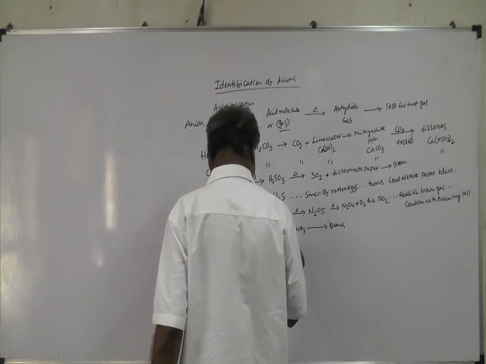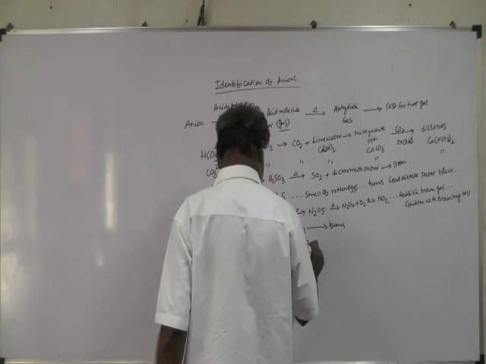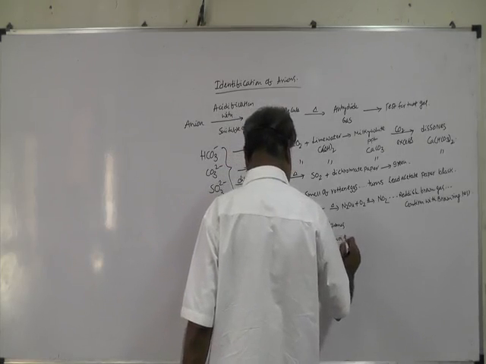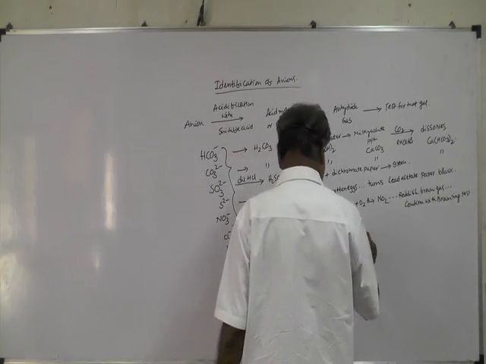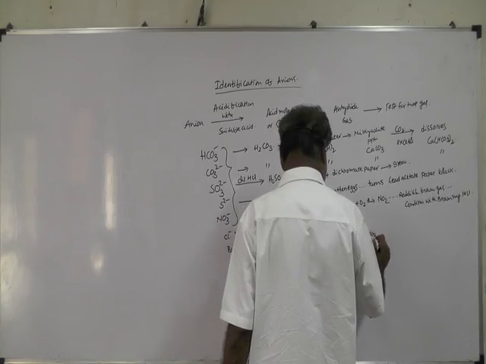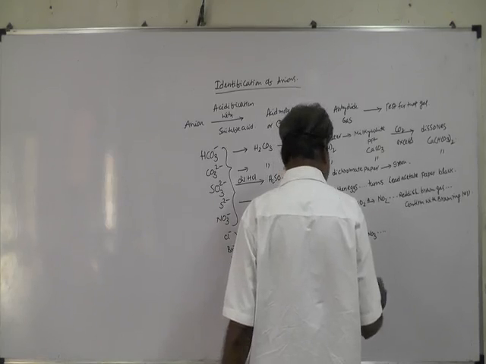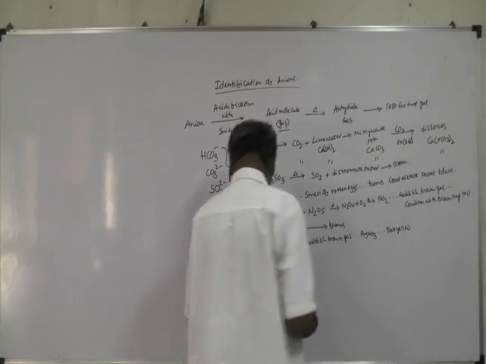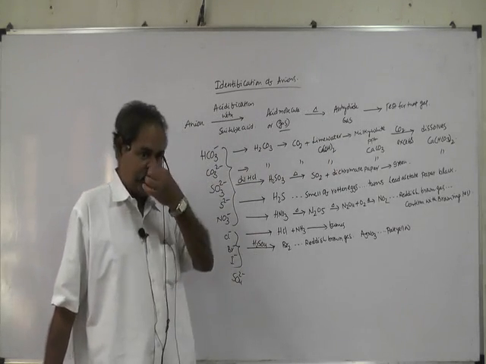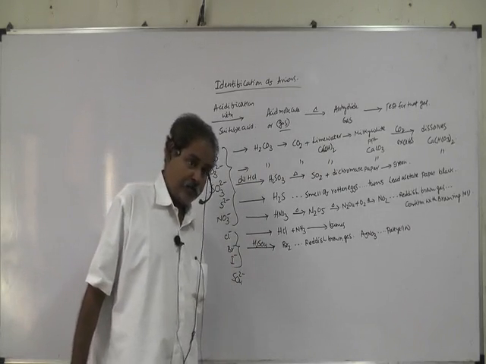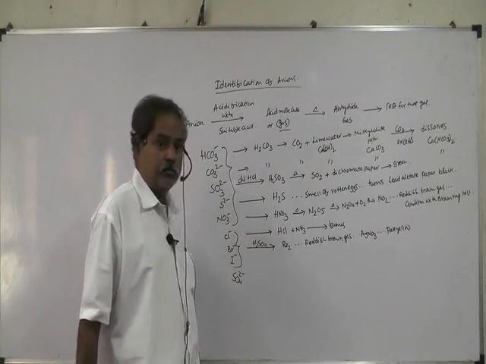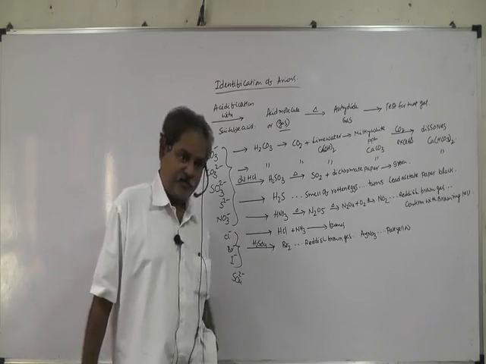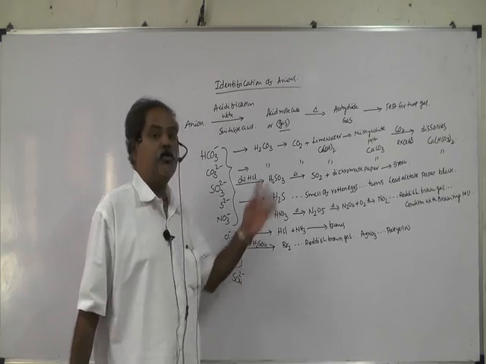This time you get Br2, reddish brown gas. With silver nitrate you get pale yellow. What is the difference in these two reactions? Please tell me. What happened? Br minus got oxidized.